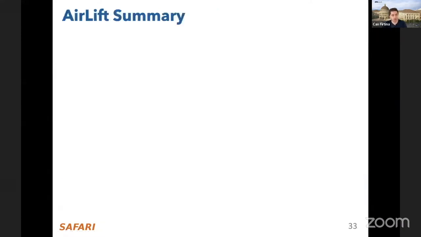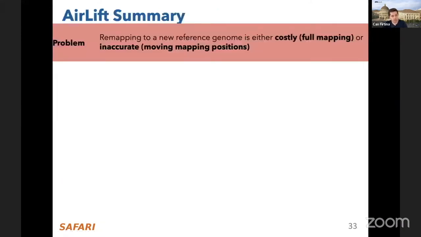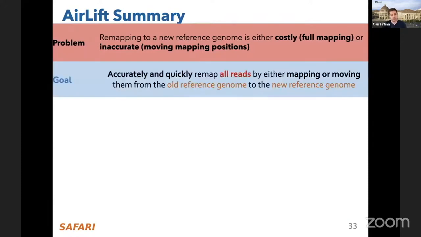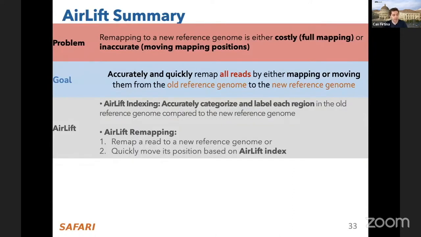So with that, let me conclude. Remapping to a new reference genome is either costly in the case of full mapping or inaccurate in the case of moving the mapping positions. And our goal in this work is to accurately and quickly remap all the reads by either moving the reads or mapping them from the old reference genome to the new reference genome. And AirLift has two steps to achieve this. First is AirLift indexing, which accurately categorizes and labels each region in the old reference genome compared to the new one. And in AirLift remapping, we remap a read to a new reference genome, or we quickly move its position based on the information that we generate in the AirLift index.